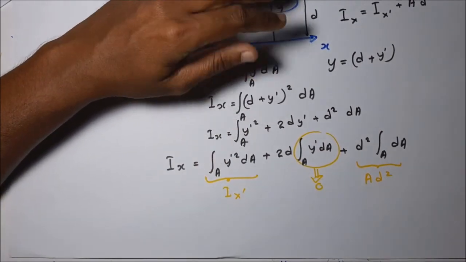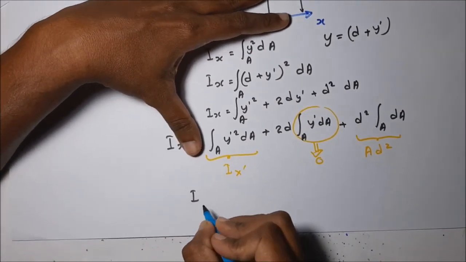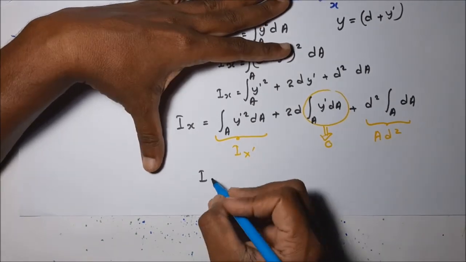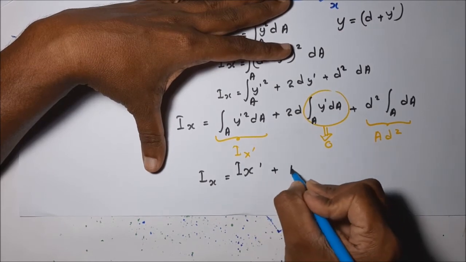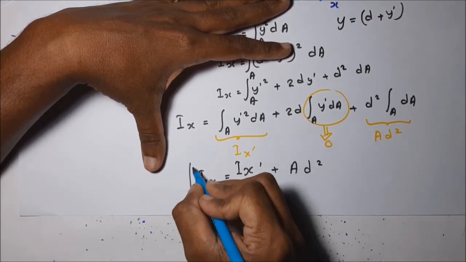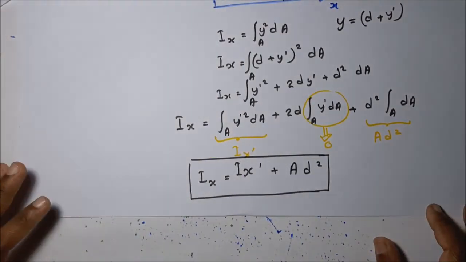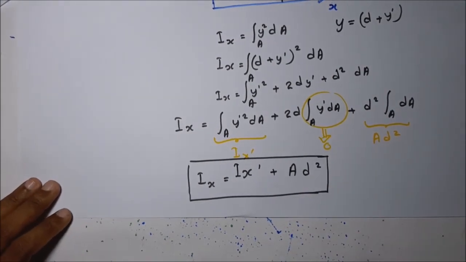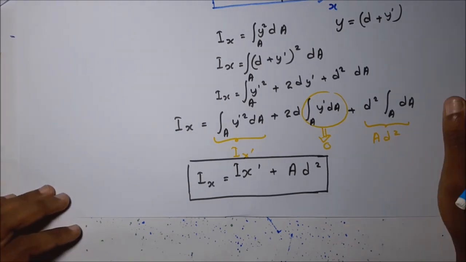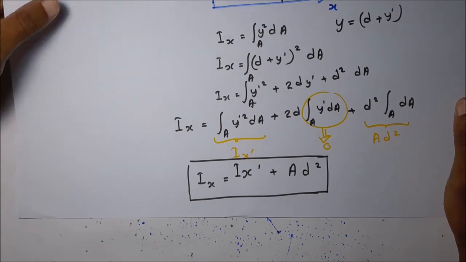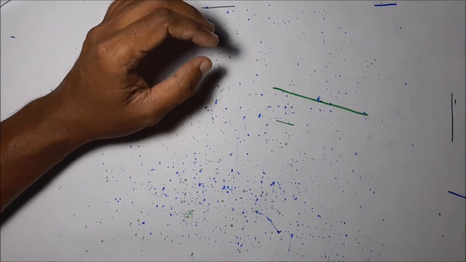Then we can write this equation in this way: Ix is equal to Ix dash plus A d square. This is the derivation of the parallel axis theorem. We can use this theorem when calculating the second moment of area for composite sections. Let me take some examples of the parallel axis theorem.